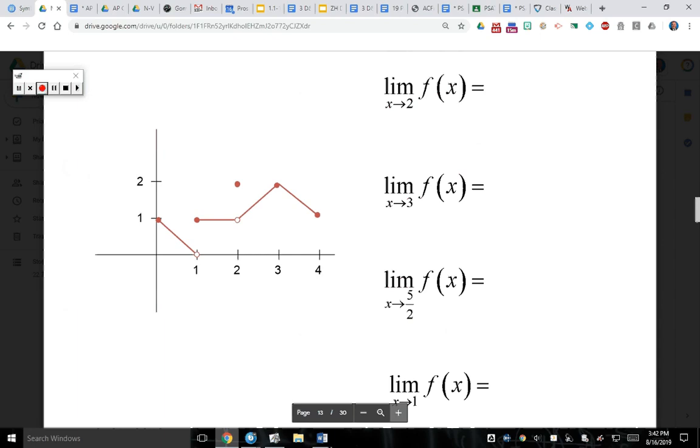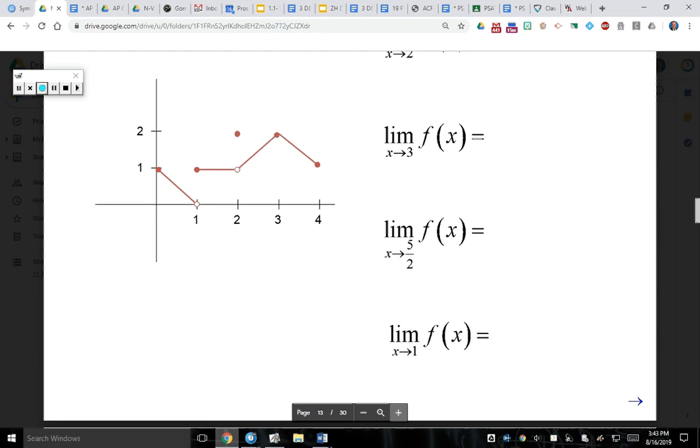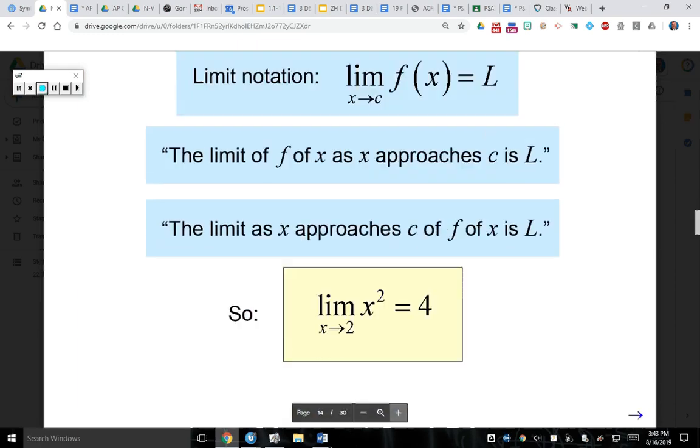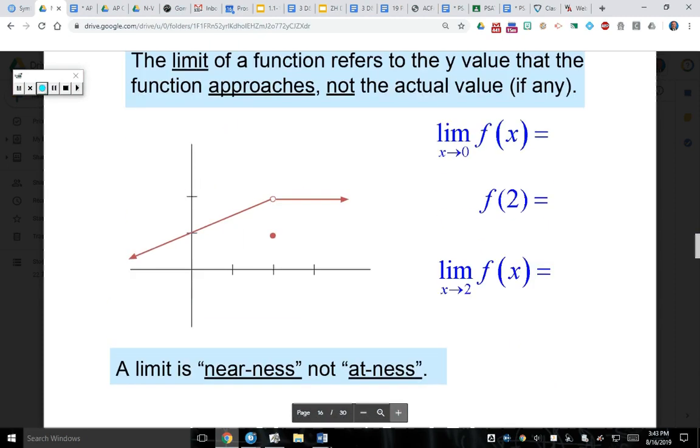Let's approach 3 on the graph. What is the answer? 2. Let's approach 5/2 on the graph. What's the answer? 1/2. Let's approach 1 on the graph. What's the answer? Does not exist. Don't be shy. Be very confident, okay? Good stuff. There's more. If I approach 0, what's the answer? 1.